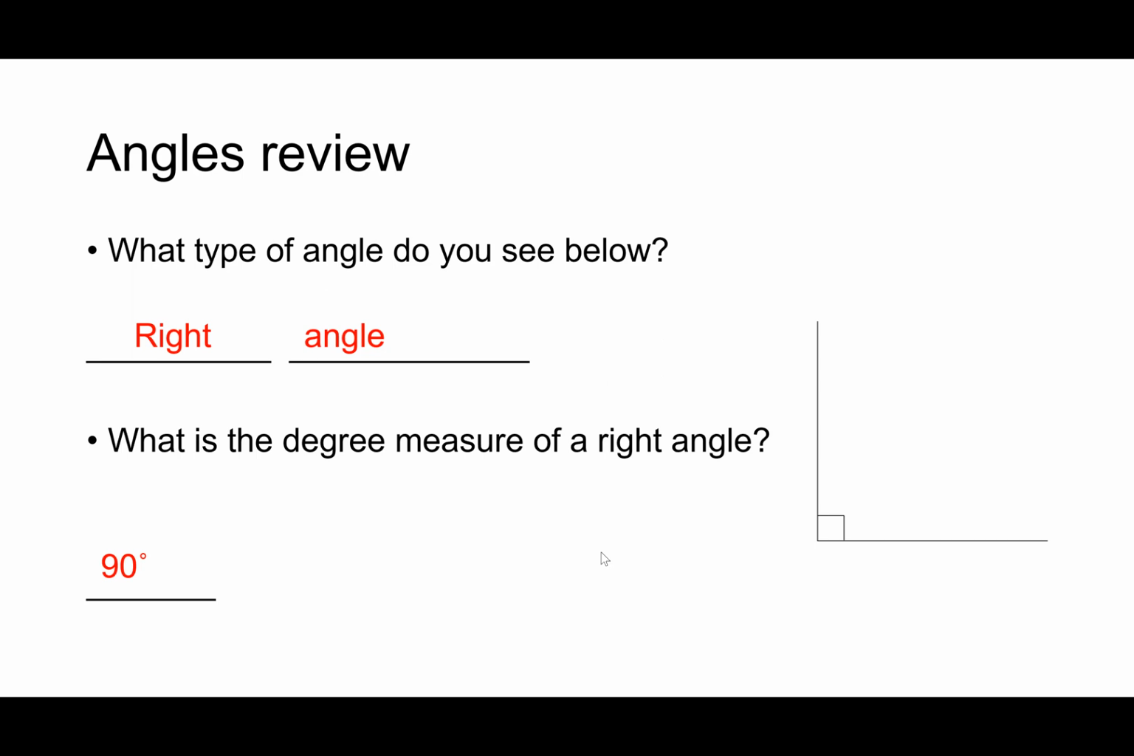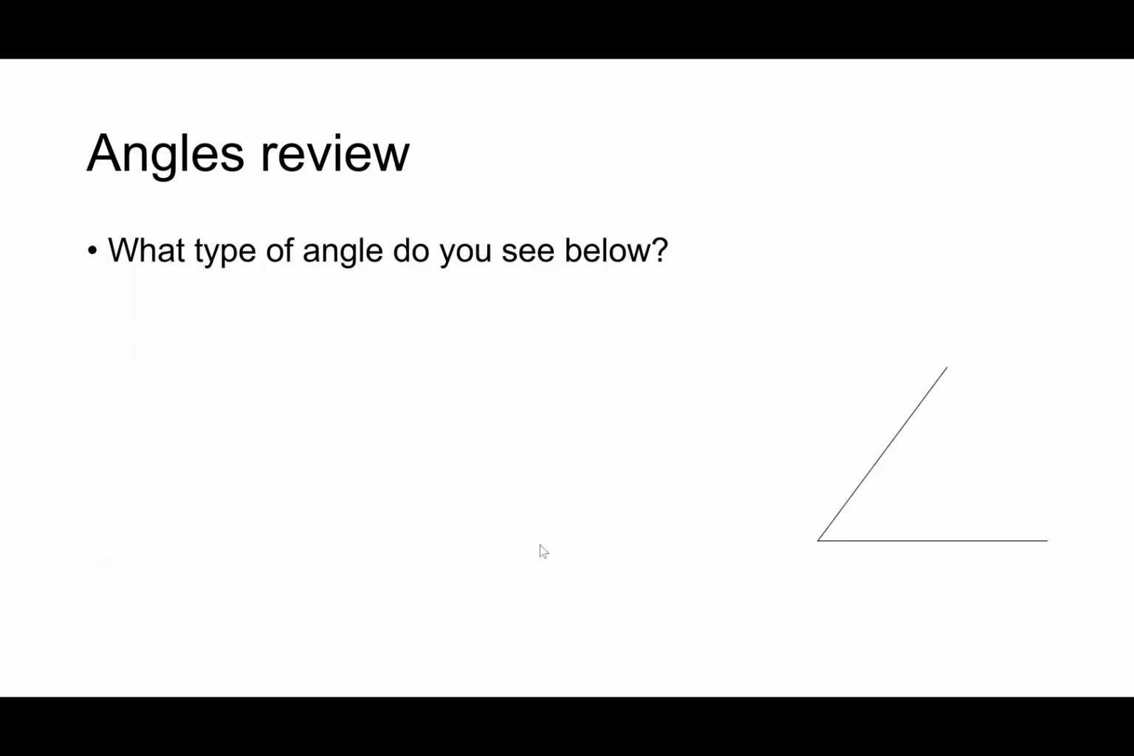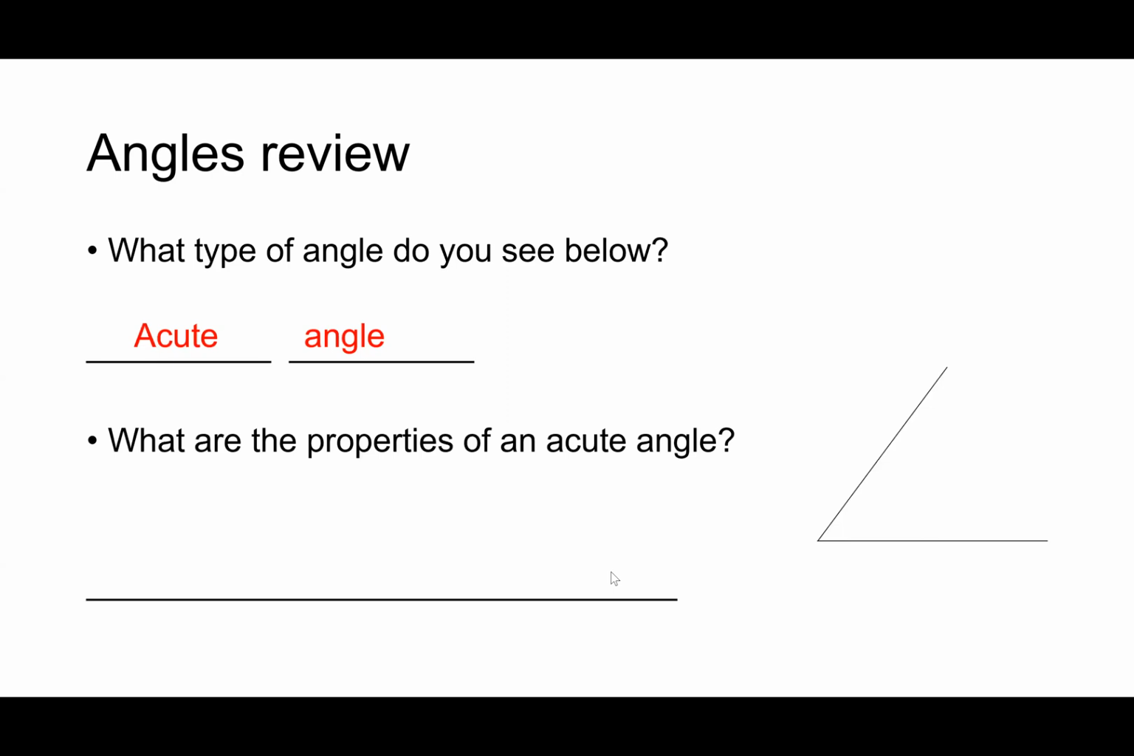Okay, next one. What kind of angle do you see, Elin? An acute angle, great job. What is the definition of an acute angle? It's less than something. Gage? Yes, good job. It is less than 90 degrees. Everybody have that copied down?